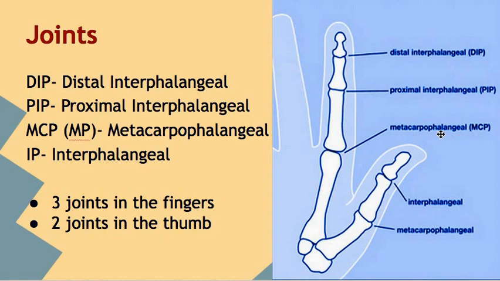The metacarpophalangeal joint will be easy to remember because it's the joint right off the metacarpal. So if you know where the metacarpal is, you'll know exactly where the metacarpophalangeal joint is. And there are only 2 joints in the thumb: the metacarpophalangeal, which is also off the metacarpal, and then the interphalangeal. There's no proximal or distal because there's just one interphalangeal. Thank you for watching.